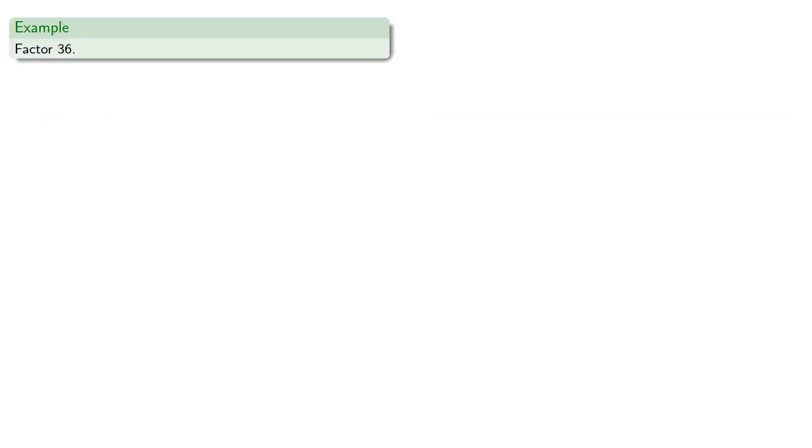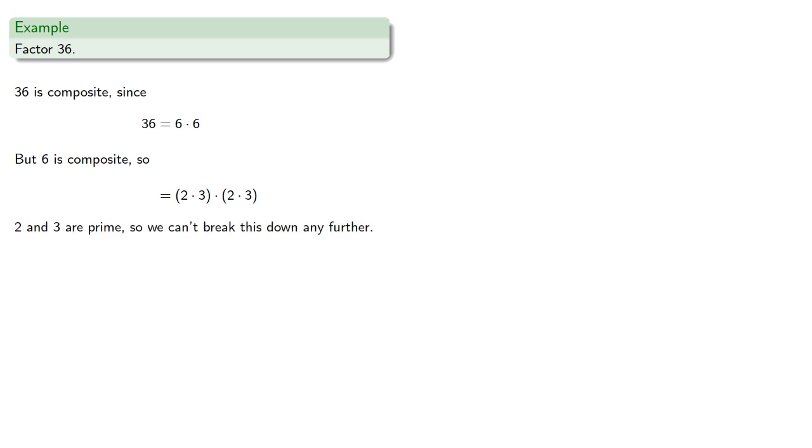For example, we can try to factor 36. 36 is composite because 36 is 6 times 6. But 6 is composite, and 2 and 3 are prime, so we can't break this down any further.